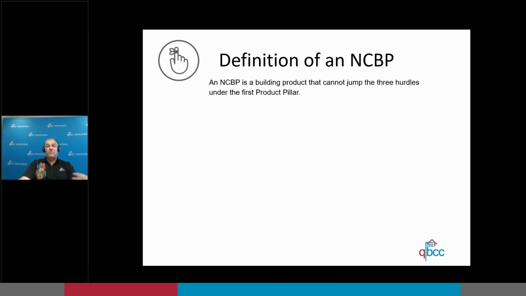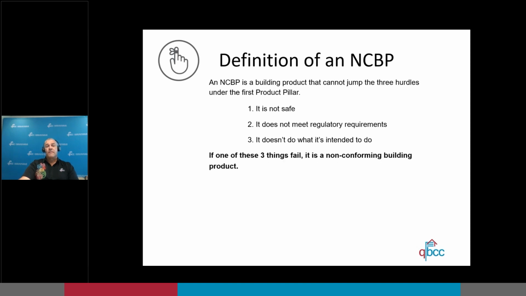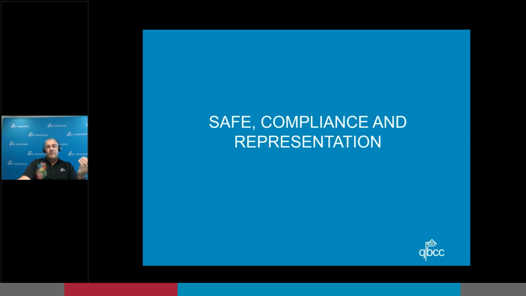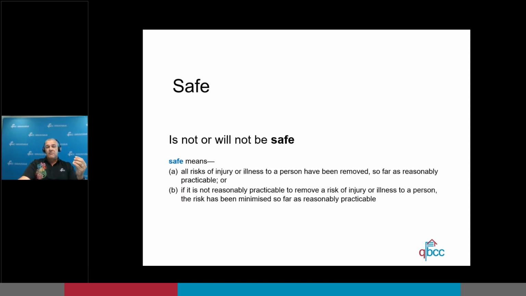As for the definition of an NCBP, we explain it as it can't jump the 3 hurdles. First, it's not safe, doesn't meet the relevant regulatory provisions, it's misrepresented, or doesn't do what it's intended to do. If one of those things happens, then you might end up like my mate here behind bars. Okay, so let's have a look at what is safe, compliance and representation. Safe: it isn't and won't be safe. What does that mean? That the risk of injury to persons has been removed as far as practicable, and if it's not practicable, you've minimised it.